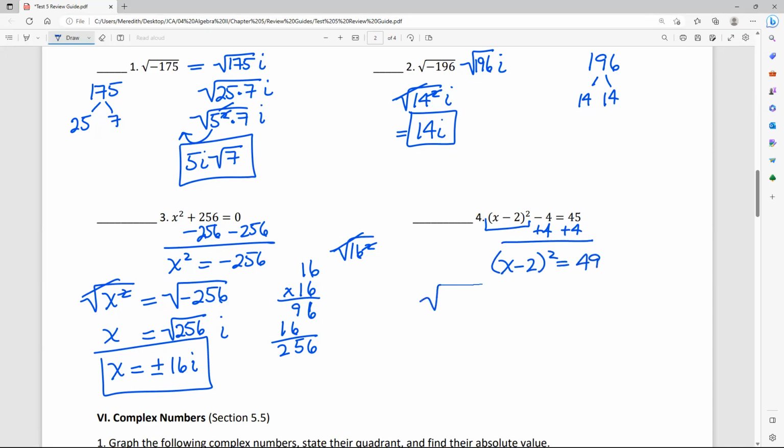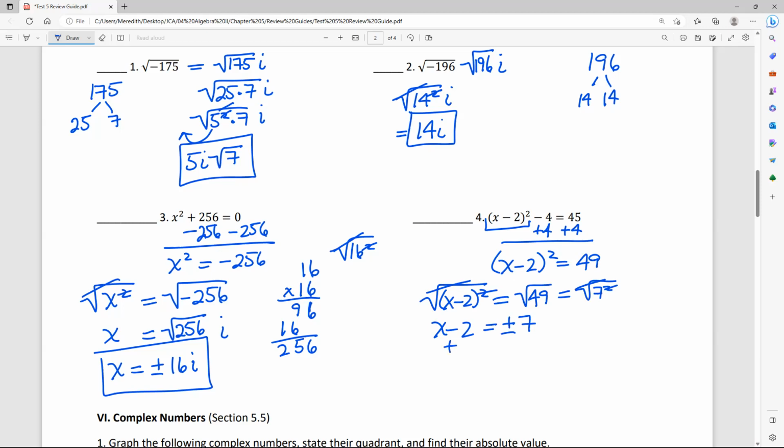And now we can use our square root property. Square root of x minus 2 squared. These are going to cancel each other out, so we end up with x minus 2. And then the square root of 49, we know is 7 times 7. So this is plus or minus 7. Could be negative, could be positive, right? Because that is the square root of 7 squared. So that's where the 7 comes from.